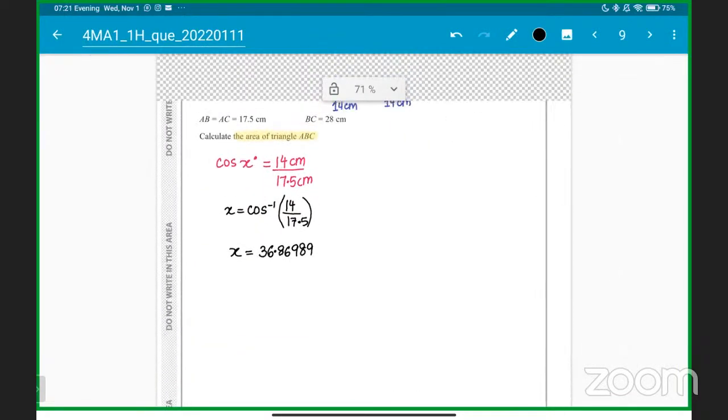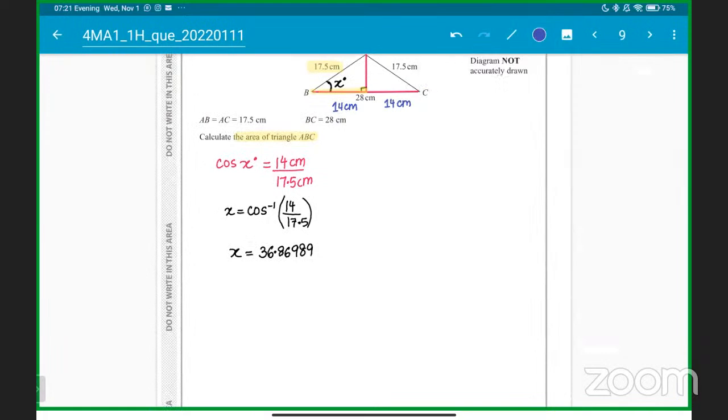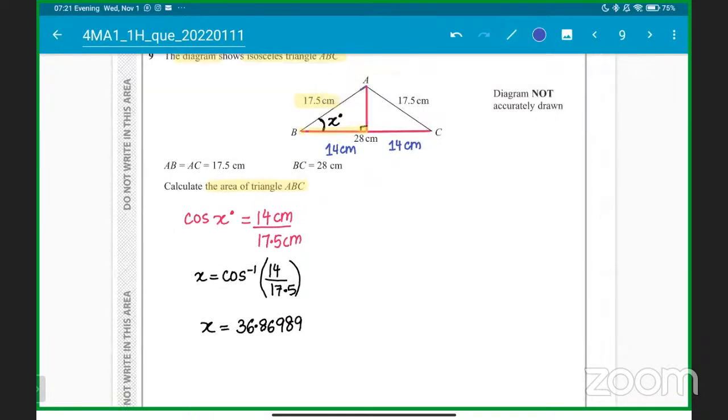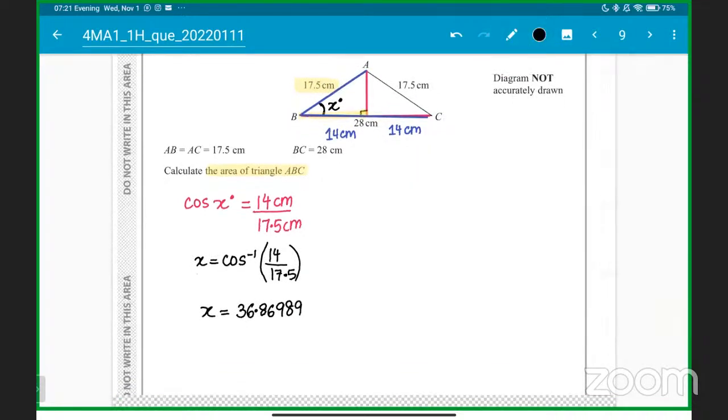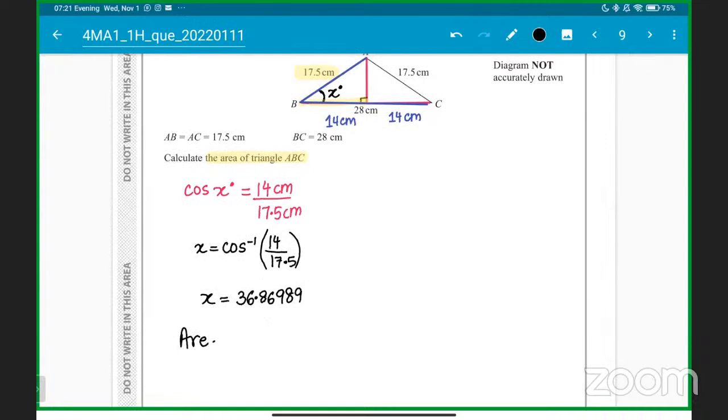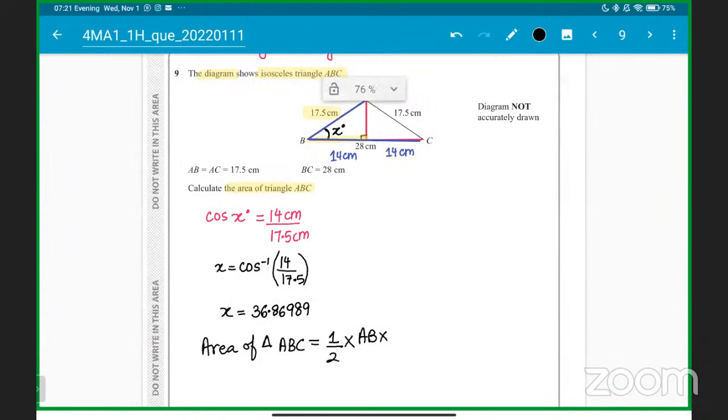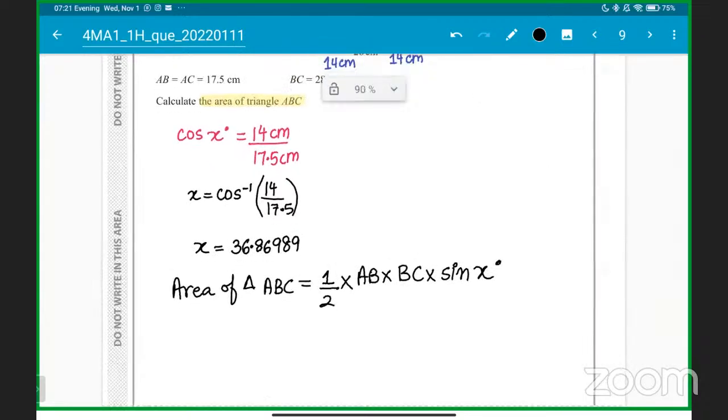So what is the area of a triangle? If you don't have a right angle triangle, what you can do simply is take 2 sides and the angle between them. So the area of triangle ABC will be half times the adjacent sides, that is AB, multiplied by BC, multiplied by sine X degrees, whatever the angle was coming.